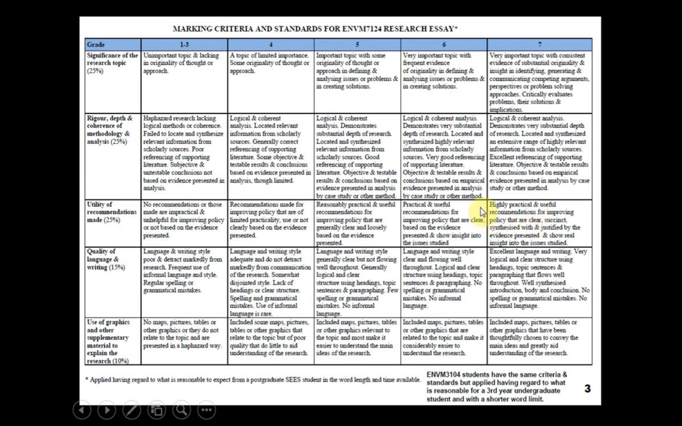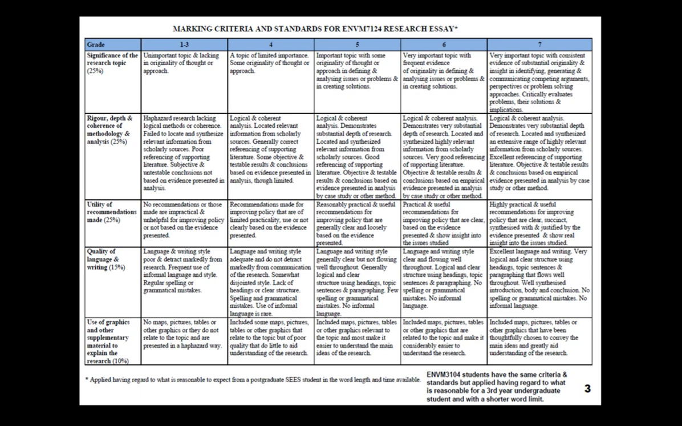And then you get top marks for the recommendations if they're highly practical and useful for improving policy, that are clear, succinct, synthesized, and justified by the evidence presented and show real insight into the issues studied. So I'm looking for insight, practicality, based on evidence. That's a really important part of the research paper.